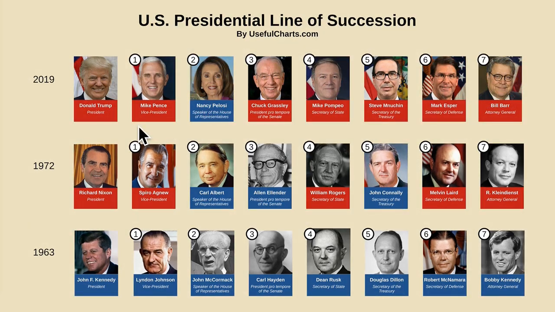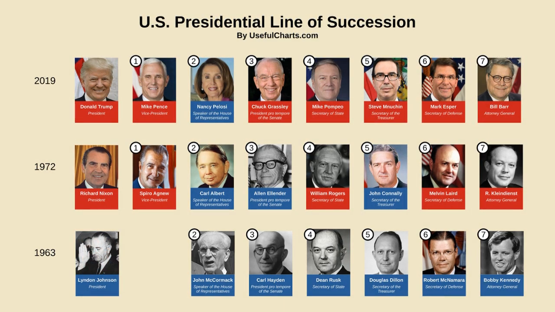Okay, so now that you know the basics of how the line of succession works, let's now look at 2 examples from the past when the line of succession actually came into play. The most recent president to die in office was John F. Kennedy, who was assassinated in 1963. In that case, the vice president, Lyndon B. Johnson, was sworn in as president just 1 hour and 38 minutes after JFK was declared dead at the hospital.